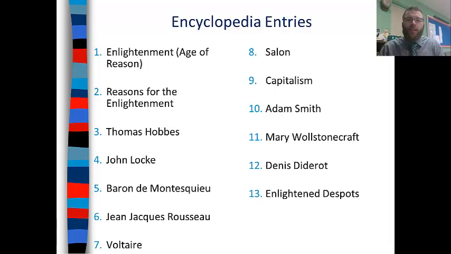Here are the things you can choose from. Okay, there's the Enlightenment overall. What was the Enlightenment or the Age of Reason? And you can include the scientific revolution in there from our last notes. You can do causes or reasons for the Enlightenment, and then I give you a long list of Enlightenment philosophers: John Locke, Thomas Hobbes, Montesquieu, Rousseau, Voltaire, Smith, Wollstonecraft, Diderot. If you don't want to do an individual person or an overall idea of the Enlightenment, you can talk about the Salon, you can talk about capitalism, or enlightened despots. These are Catherine, Frederick, and Joseph. Okay.